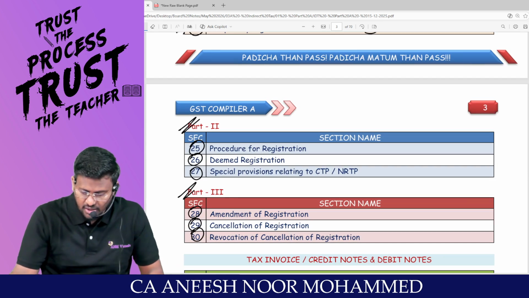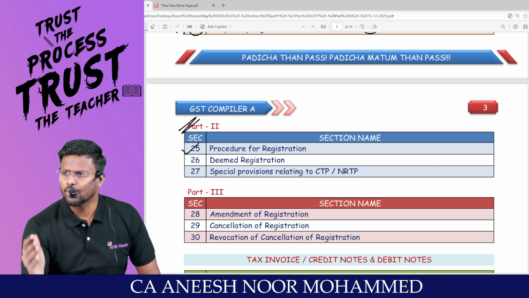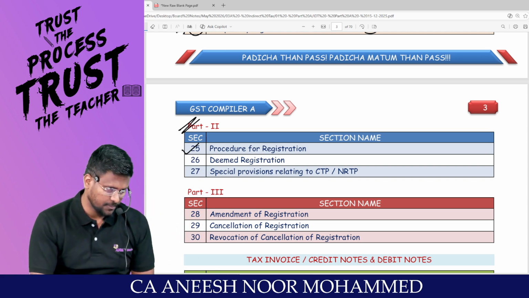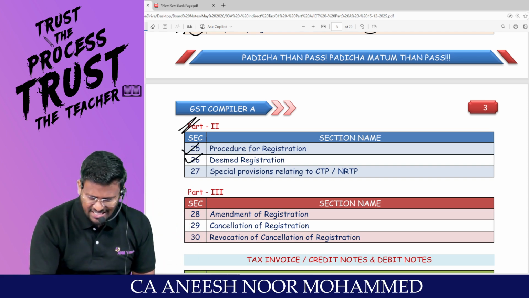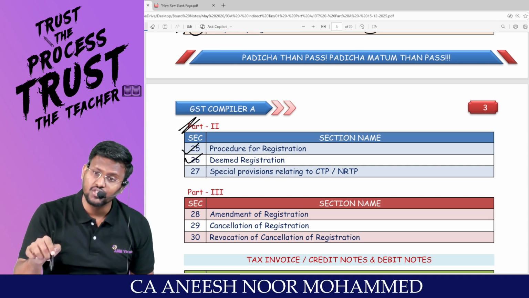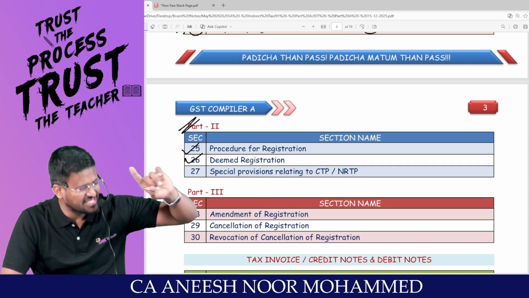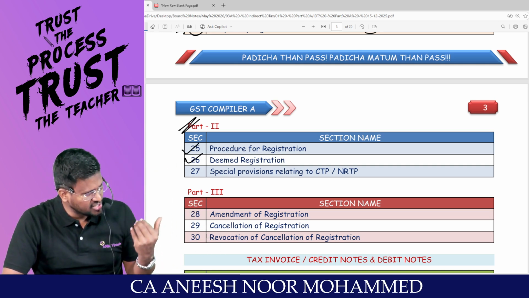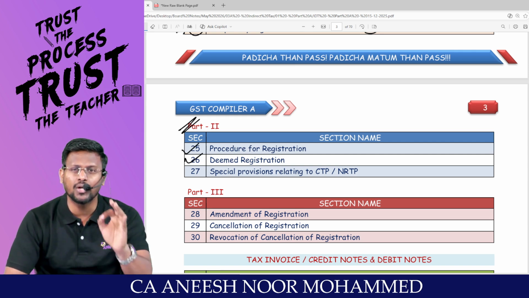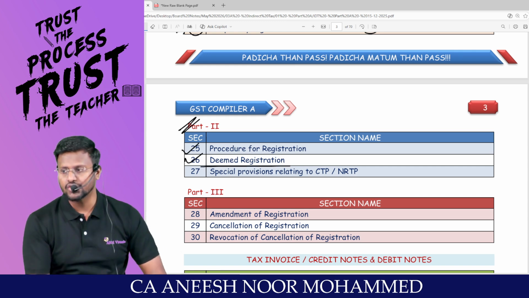How to take registration? That's section 25, procedure for registration. Sir, if you take registration in the CGST Act, it is equal to taking registration in the SGST Act. There is no need to take separate registration in CGST and no need to take separate registration in SGST. If you take registration in one place, it is equal to taking registration in the other place. That's deemed registration.